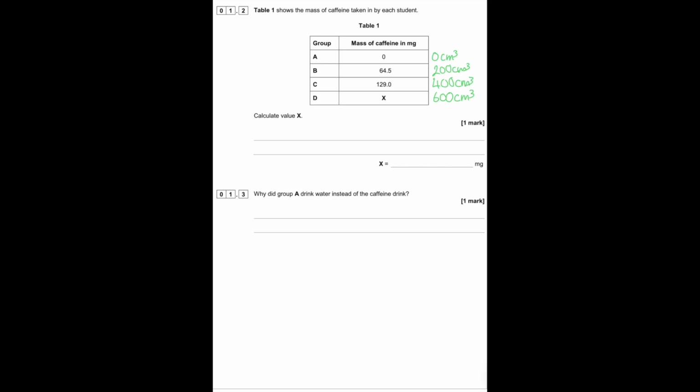So it says calculate the value of X. There's a couple of different ways, but the way that I'm going to use is if Group B is 200 centimetres cubed of the caffeine drink and Group D is 600 centimetres cubed of the caffeine drink, then for D, it's going to be whatever Group B was, which was 64.5 times 3, because Group D is 3 times as much, and that gives us an answer of 193.5 milligrams.